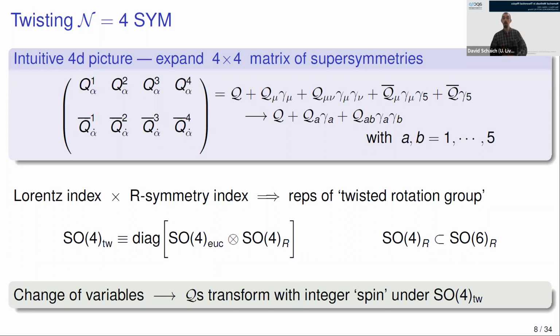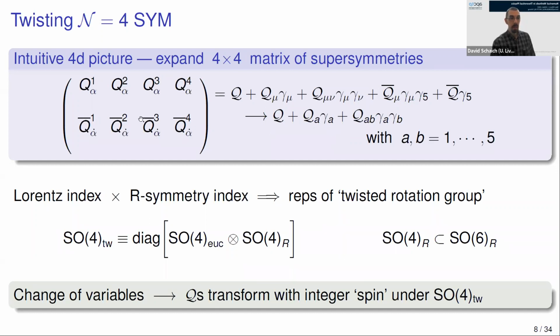And given a 4x4 matrix, it is second nature to expand that in a basis of gamma matrices, what I've done here. So 4 times 4 being cast as a sum of 1 plus 4 plus 6 plus 4 plus 1 calligraphic Qs, which for later convenience, I will repackage in terms of 5 component objects. And I will be calling those scalar, vector, and antisymmetric tensor calligraphic Qs. So they add up to 1 plus 5 plus 10 components, reproducing the original 16.